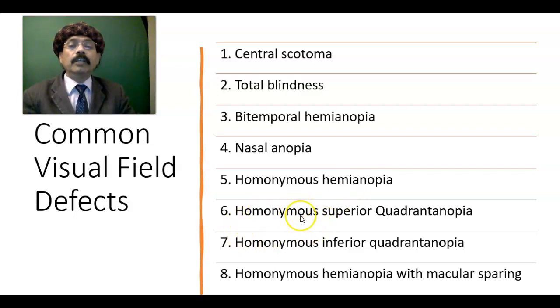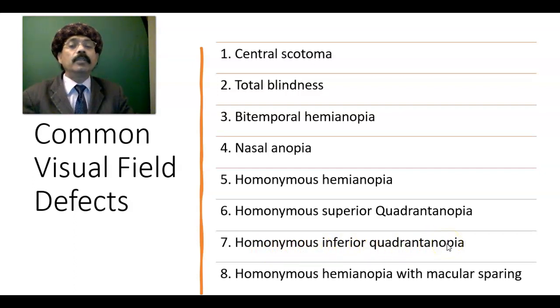Then homonymous superior quadrantanopia. This may happen especially after the lateral geniculate body. The fibers will be divided into upper fibers and lower fibers. The lower fibers go in relationship to the lateral ventricle of the brain, through the temporal lobe of the brain to the occipital cortex. So any lesion there will give homonymous superior quadrantanopia.